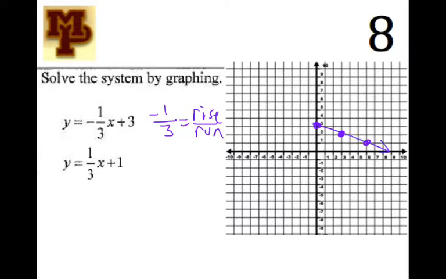And then connect those. And then the next one is in slope-intercept form as well. So we go up to 1. And then the slope is up 1 over 3. So up 1 over 3. And you can tell clearly where they cross. They cross at 1, 2, 3, 3, 2. So 3, 2 is the solution.